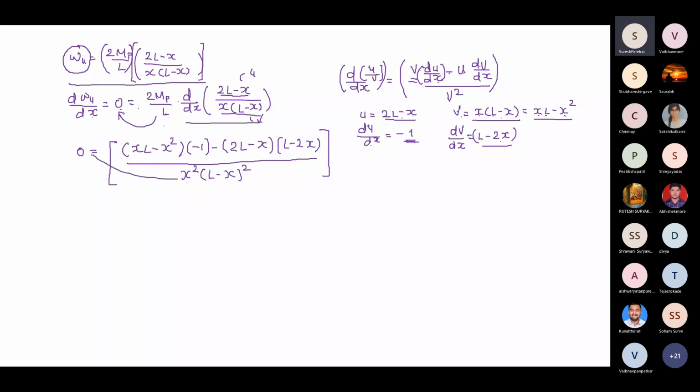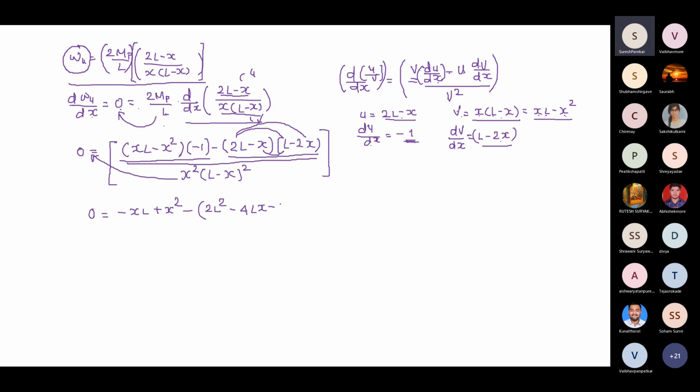Now this denominator will go on this side, become 0. So we have 0 is equal to. Now we will solve first these two brackets. So we have to multiply it by -1. So we have minus XL plus x². And then we will solve these two brackets. So we have minus in bracket. So 2L into L, 2L square, 2L into minus 2x, minus 4LX. Then this minus x into L.